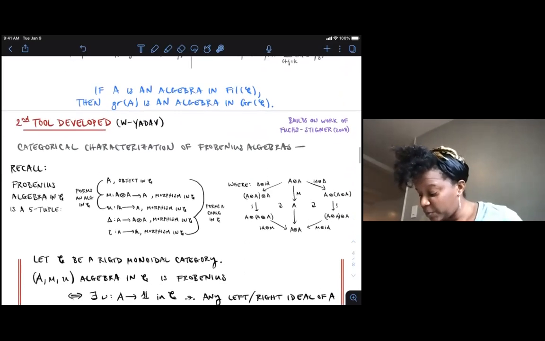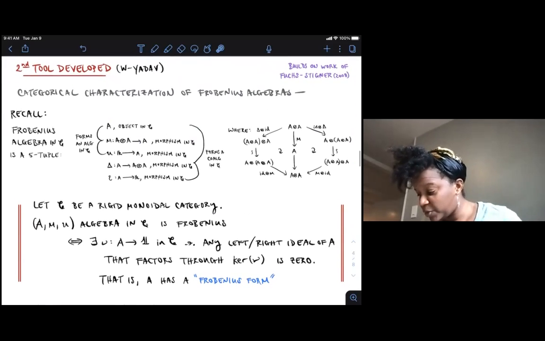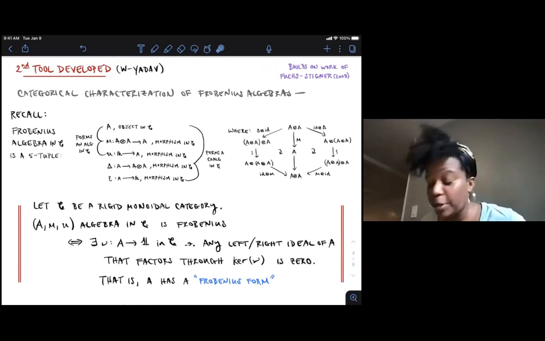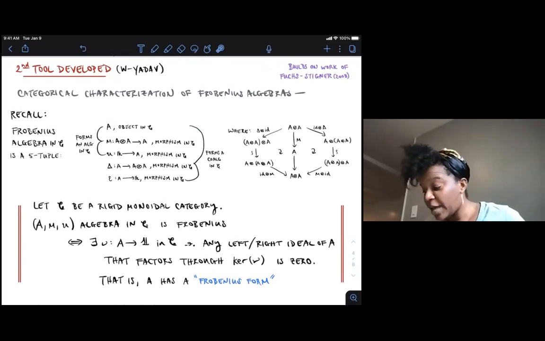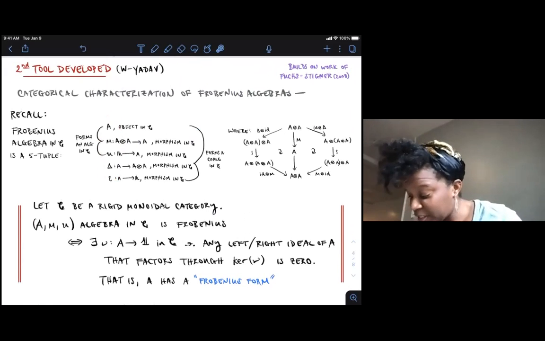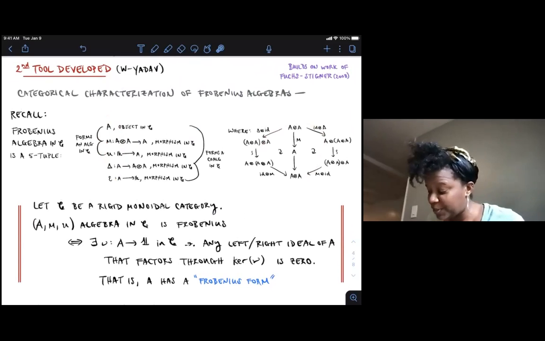Okay, second result. We need another characterization of a Frobenius algebra. Now, recall that in a monoidal category, a Frobenius algebra can be defined as this 5-tuple consisting of an object A and several maps that satisfy this diagram here and these axioms. But what we cook up is a Frobenius form characterization of Frobenius algebras.